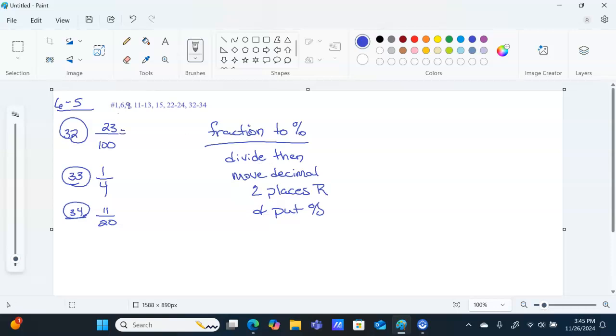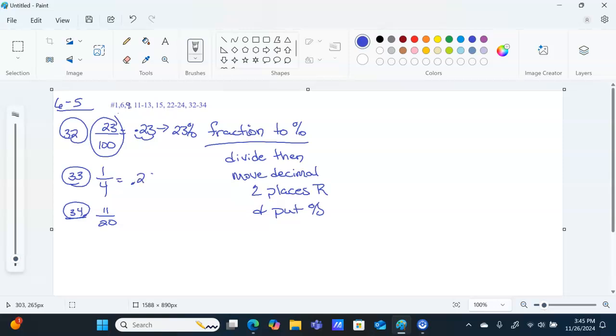I gave you 3. 2 of the 3 were pretty straightforward. 23 over 100 is 0.23. So move the decimal 2 to the right and add in the percent, you get 23%. And you may have seen that from right here, because when we go from a percent to a fraction, we just write the number without the percent over 100. So you may recognize that as 23%.